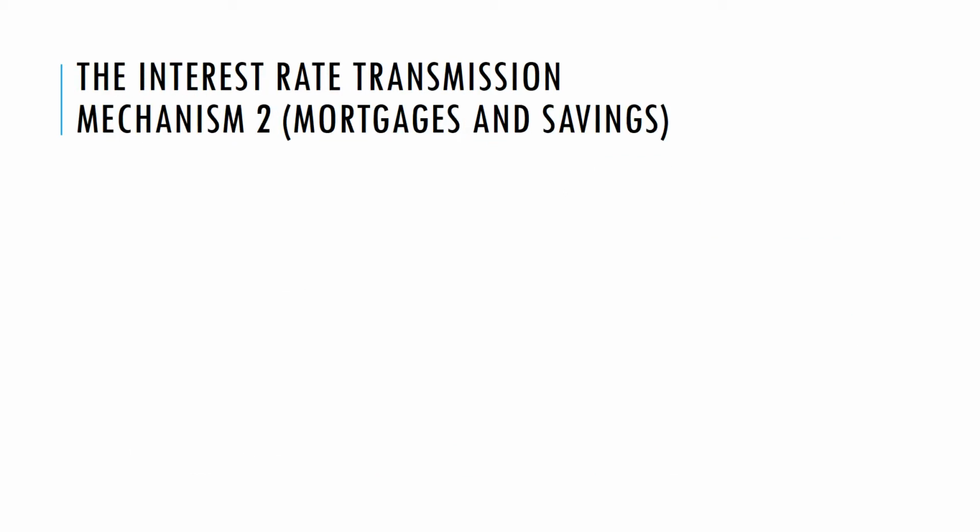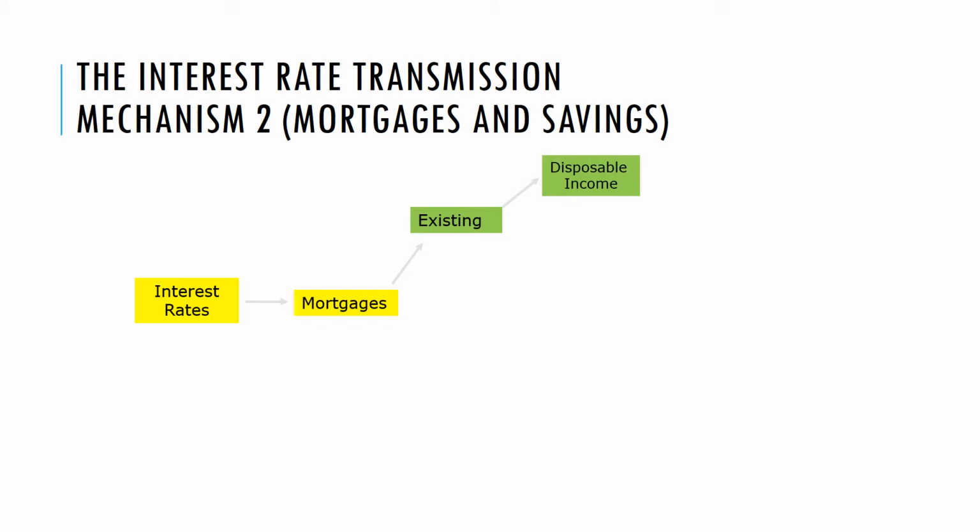There is a second route that we can use to explain the impact of interest rates, and that's by considering the level of mortgages and savings. Let's imagine again that interest rates are being cut. How is that going to impact mortgages and savings? Well, in terms of mortgages, it's going to make existing mortgages cheaper, which is going to increase people's disposable income. They're going to be paying less in their mortgage each month. They have a bit more money left over to spend.